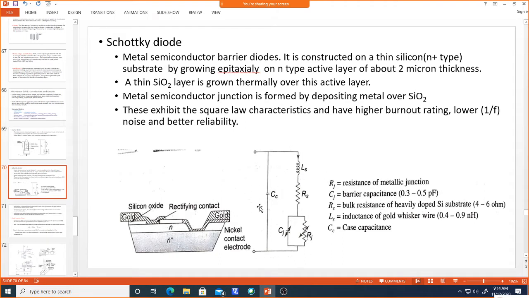If you look at the equivalent circuit, as I said, the case capacitance is there, which is enclosed, and there are the junction capacitance and junction resistance, and also series resistance and series inductance. So you can see the inductance of the gold whisker wire that is used is around 0.4 to 0.9 nanohenry. Similarly the resistance, due to doping of the silicon substrate, is around 4 to 6 ohm. The barrier capacitance is 0.3 to 0.5 picofarad, along with the resistance in the metallic junction. So this is about the equivalent circuit.